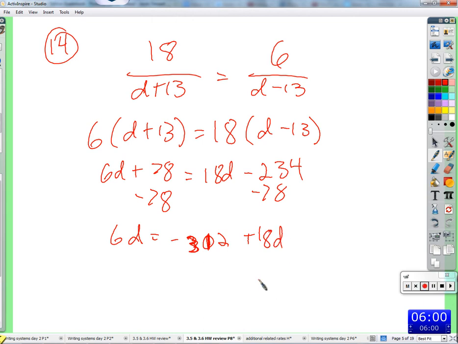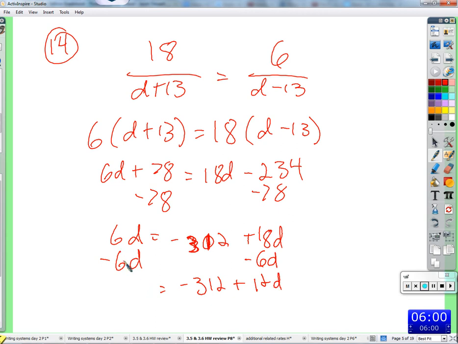Next. Take 6D from each side. Take 6D from both sides. So what do we have in here? We have negative 312 plus 12D equals what?